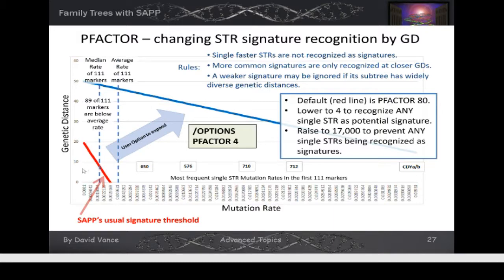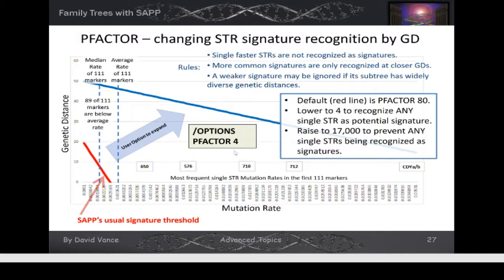In your data, you may decide that it needs to recognize the faster markers as single mutations. If that happens, what you want to do is expand this threshold out to something closer to the blue line, which, if you did that, would recognize every single marker as a possible signature. That doesn't mean it's going to force a branching on that marker. It simply means it's going to use that marker as a single possible signature in its branching decisions. So what happens is you have a /options section. You simply put the word p factor with a number after it. The default for this red line down here is p factor 80.